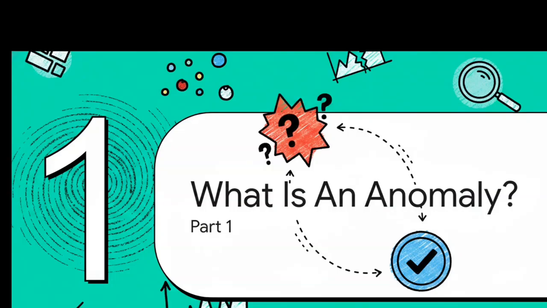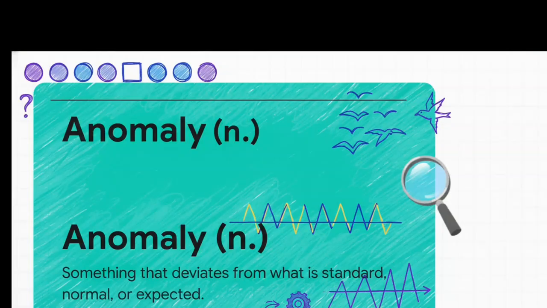Okay, so let's get right into it. Part 1, what exactly is an anomaly? We need to establish a really clear, practical definition so we're all on the same page. Look, in plain English, it's super simple. An anomaly is just something that's a bit unusual. It's something that deviates from the norm, something that doesn't quite fit. It's that thing that makes you stop for a second and go, that's weird.